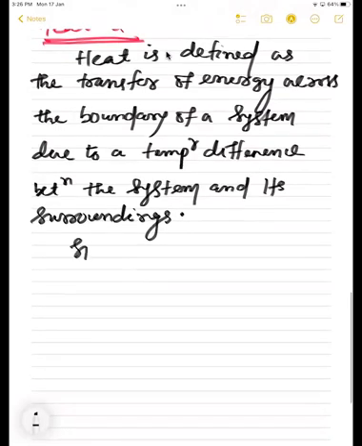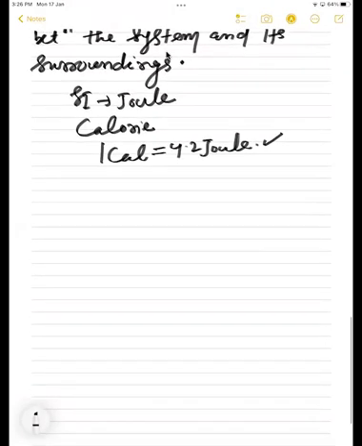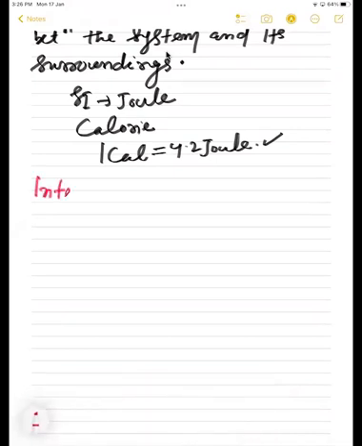Students, you know the SI unit. What is the SI unit of heat? Joule, right? And the practical unit is also calorie. And 1 calorie is how much joule? Already we have learned 1 calorie is equal to 4.2 joule. Got it about heat? Let's get acquainted with the different terms of this chapter. Internal energy.